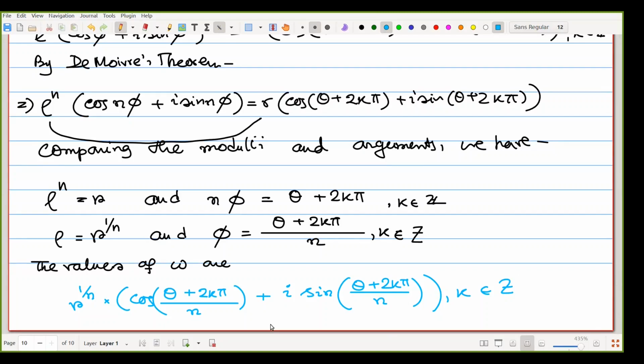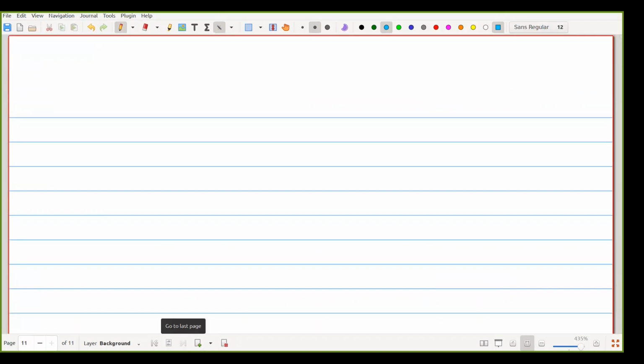Let's check with one problem that would be helpful. Suppose, given like that, z to the power 3 plus 8i is equal to 0.